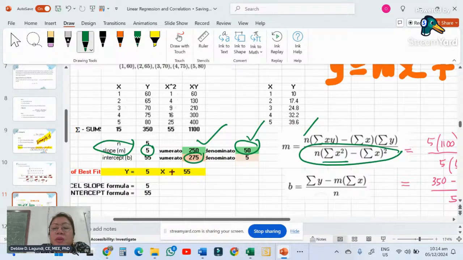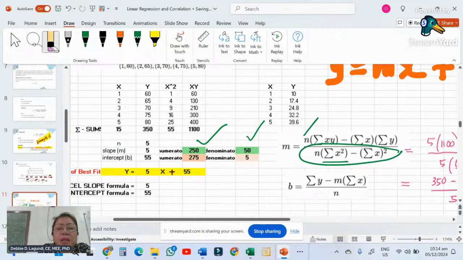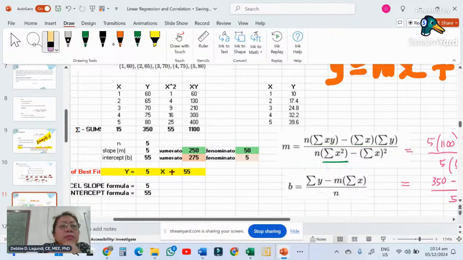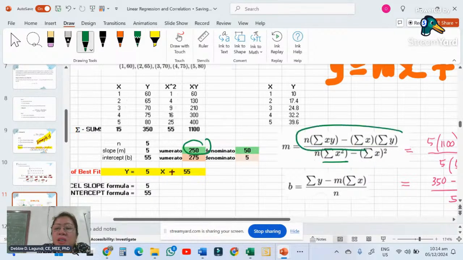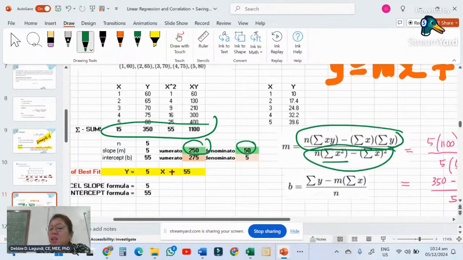What am I saying? Sorry. No, that is for the b. The numerator is 250. All of this is 250. Get all the values from here. And the denominator will be all of this.